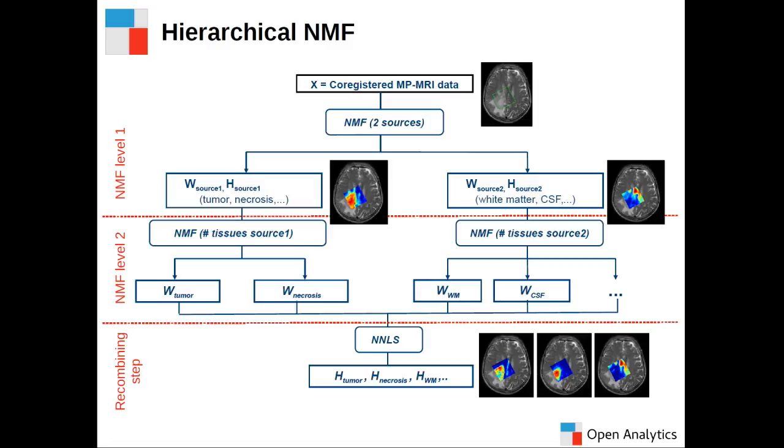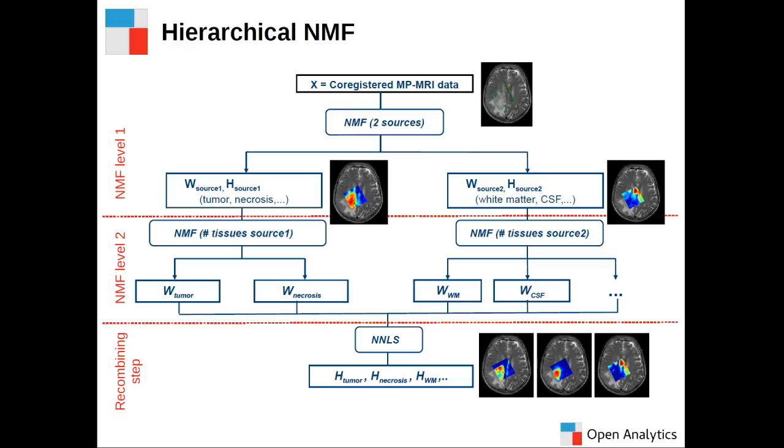So with NMF, we get already quite good results to differentiate our tumor subcompartments. We were looking for a method that would do even better, and that's how we came up with hierarchical NMF. So this is the schematic of the algorithm. It might look a bit confusing, but actually it's not so hard to understand. So basically it consists of 3 levels. We have a first level of NMF that we apply, a second level of NMF, and in the end we have to recombine the results.